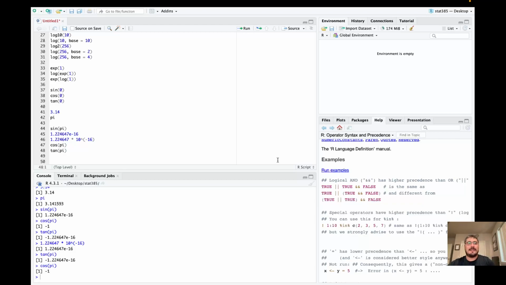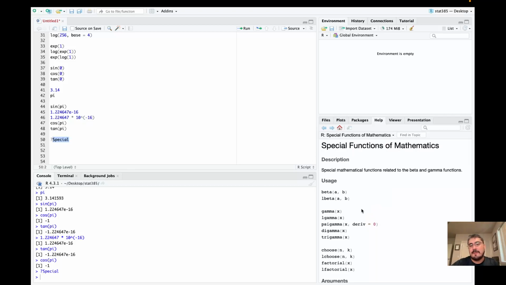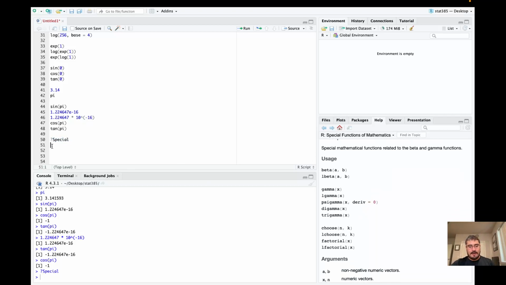Okay, going on. R also has what we would call special functions. By going to the help page, you can see the different types of special functions that are available in R. So let's try one, factorial 2. Oh, that's not interesting. Factorial 3. So factorial of 3 is 3 times 2 times 1. Something that's very useful in statistical computing. If you've seen a binomial distribution before, you would use factorial.